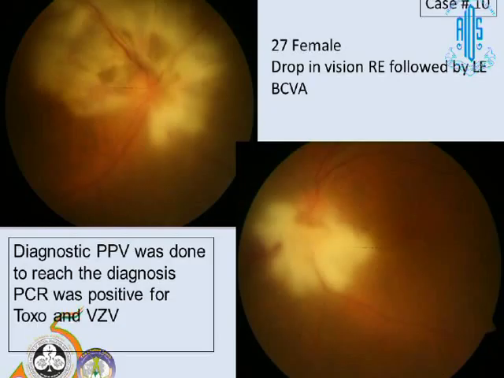This patient is one of Dr. Diksha's patients. This is again a classic case, a bilateral presentation, drop in vision in the right eye, then the left eye, in a female, and we couldn't reach any diagnosis. We did a diagnostic vitrectomy for this patient because of the bilateral retinitis picture, and we thought of HIV. We got the HIV test also done, and she had a mixed infection with toxo and VZV.